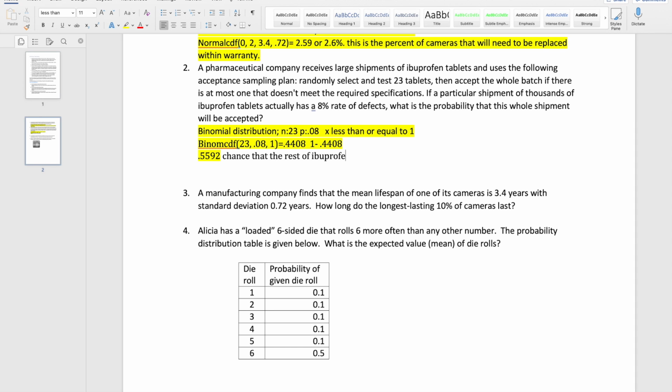Ibuprofen will not be defective. Okay. And the shipment will be accepted.